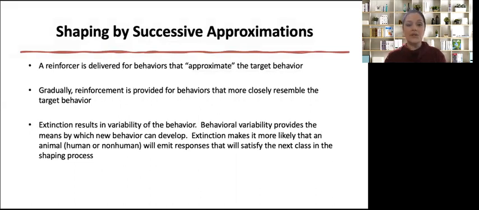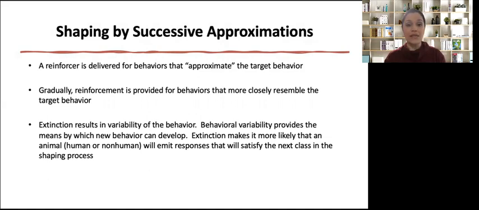And extinction results in variability of behavior. We talked about this in the extinction lecture. When you extinguish one of these behaviors that you've been reinforcing, new behaviors often occur. They develop, right? So for example, my rat was sniffing the lever for a really long time. Once we put that behavior under extinction, she starts messing with the chain, right? Because before, all she had to do was sniff it and she got water. And now she's not doing that anymore.